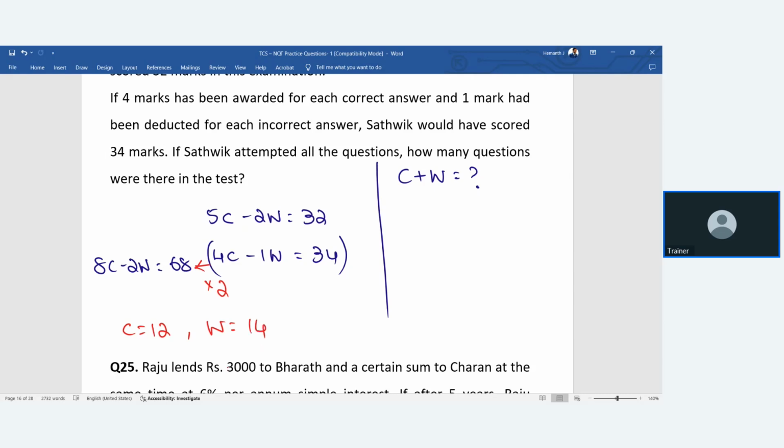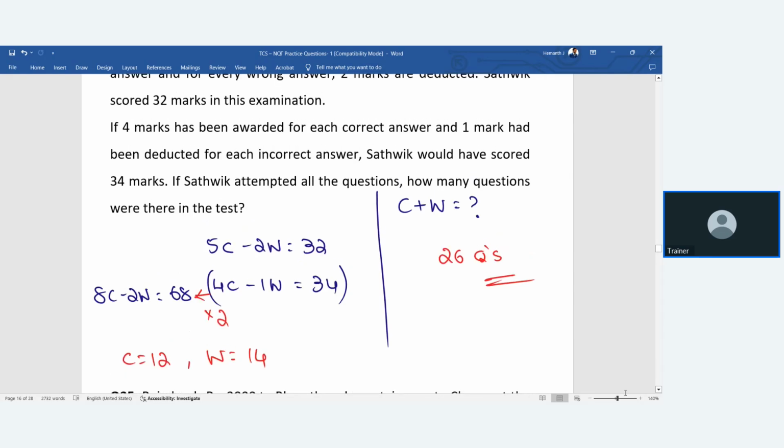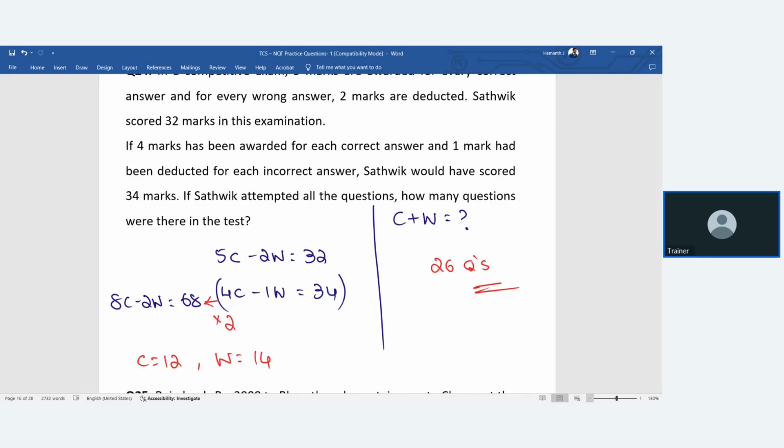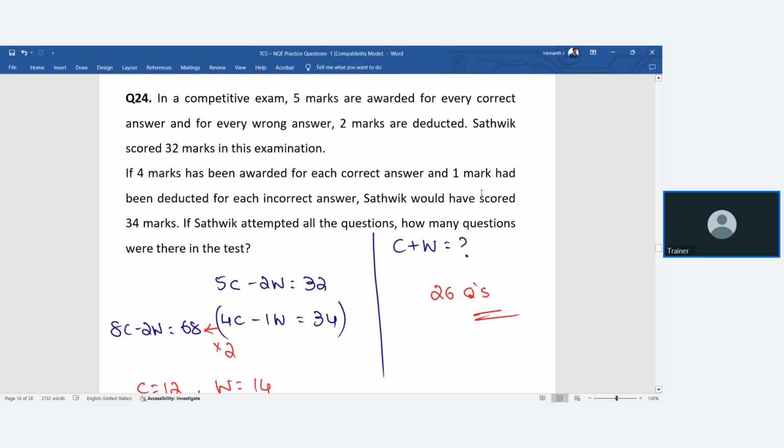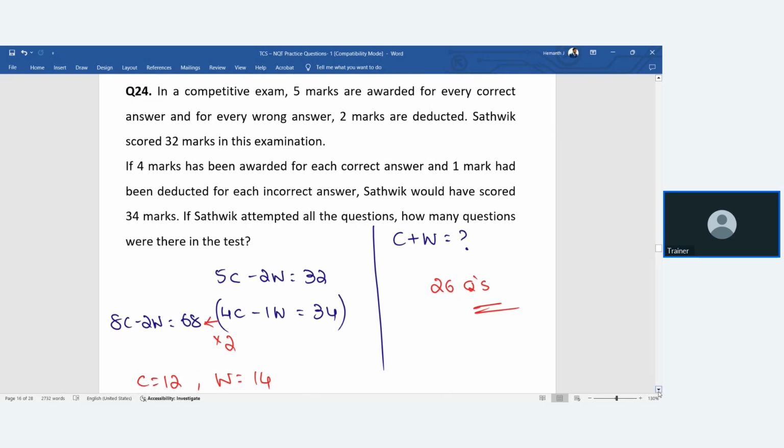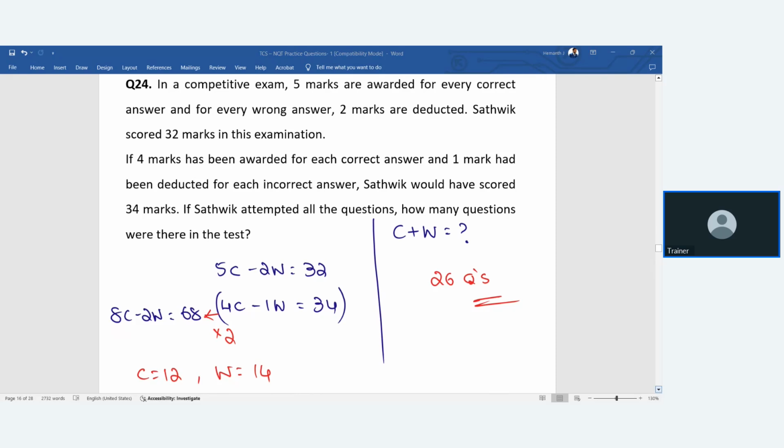You check that equation: 60 minus 28, 32, yeah. So total questions are 26, my dear friend. 26 questions are there in the exam. You attempted 12 correct, 14 wrong, total 26 questions in the exam. You see that. Wantedly, I gave a fill in the blank here because in the advanced section they are focusing on fill in the blank questions as well. So this is why we kept certain questions here as fill in the blank.